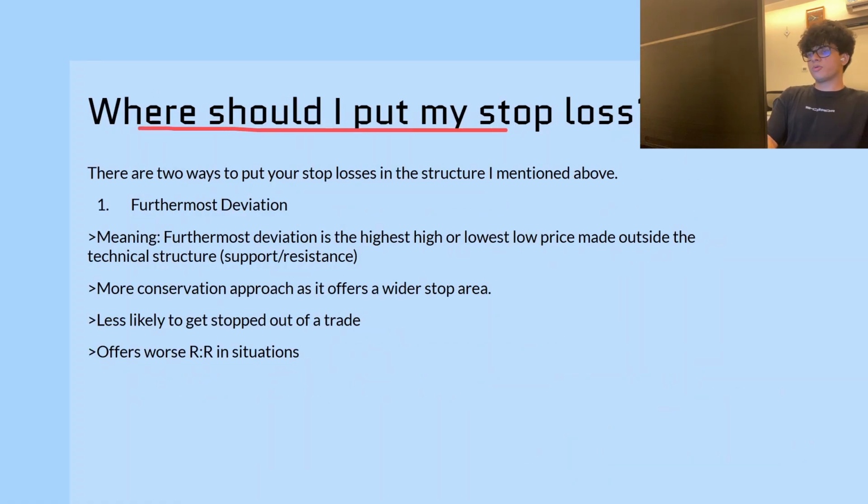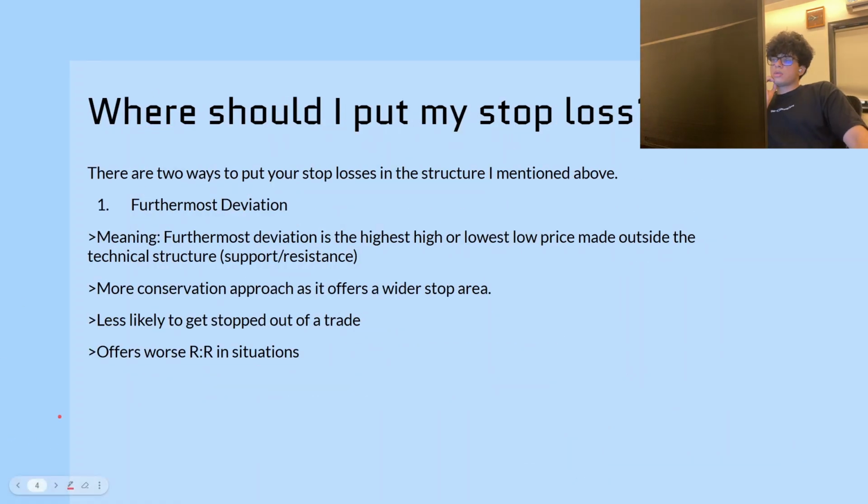So where should I put my stop loss? There are two ways to put your stop losses in the structure I mentioned above. The structure is breakdown and breakout, failed breakdown and failed breakout. So you've got the furthermost deviation, meaning the highest high or lowest low price made outside the technical structure, which is the support resistance structure. It's the more conservative approach, as it offers a wider stop area, so you're less likely to get stopped out of a trade, and it offers a worse RR situation. Shall I explain this?